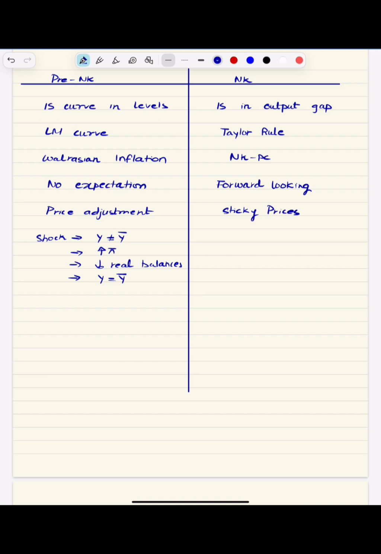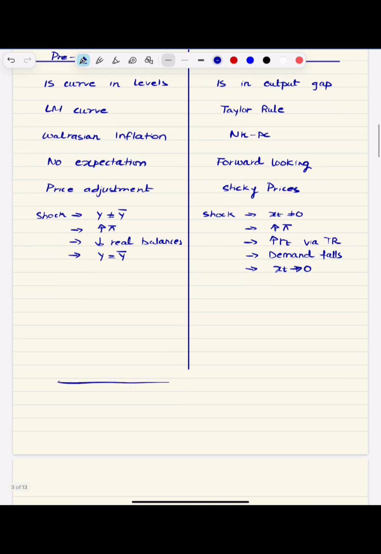In the New Keynesian framework, a shock would basically lead to a deviation in the output, right? So we'll say that xt is no longer equal to zero. That again is going to be inflationary, and through the Taylor rule, the interest rate is going to rise. A rise in the interest rate basically leads to a contraction of demand, and therefore x falls, converges back to zero. So the gap begins to dissipate. So this was just an introduction.